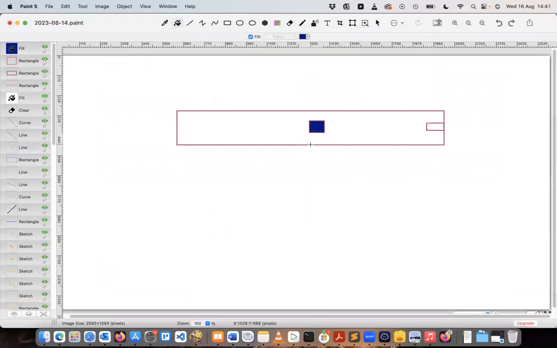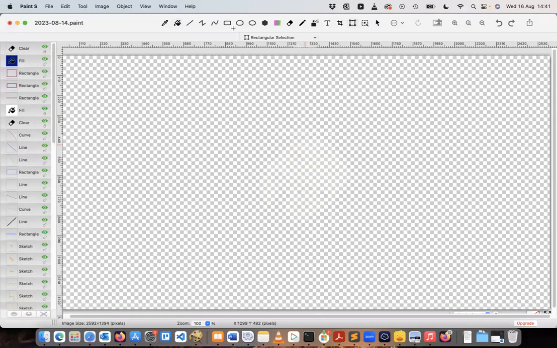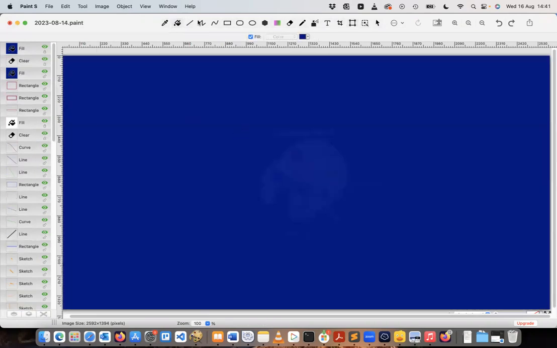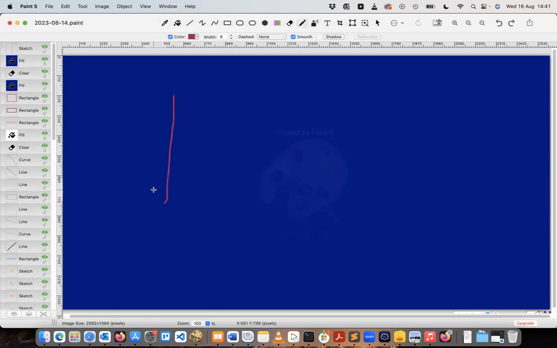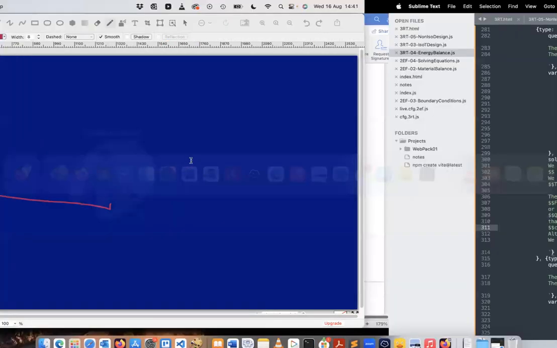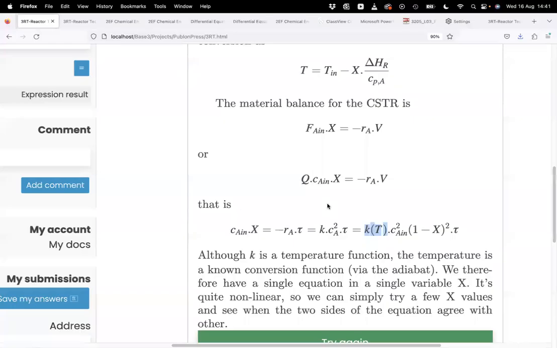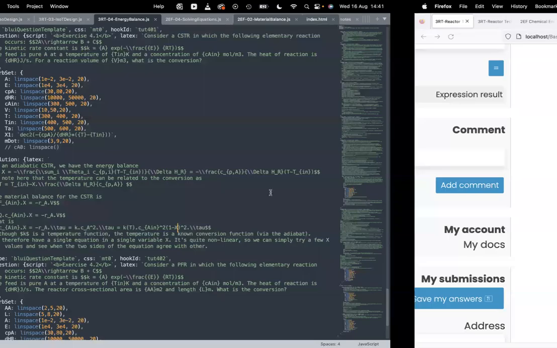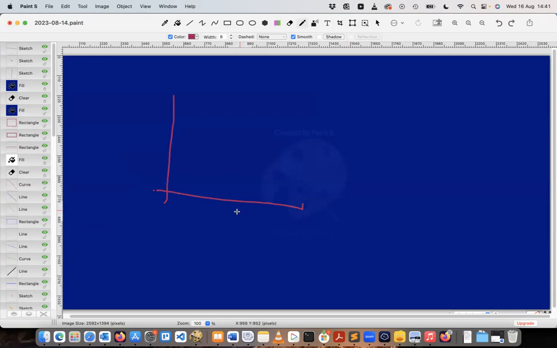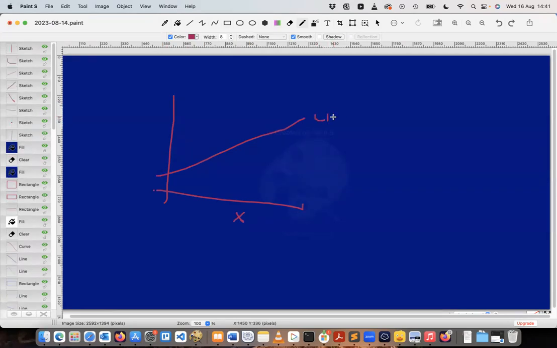So for the left-hand side, you can just take some points. On the left-hand side, you can see it's a straight line in X. So you can take CA in, which is given, multiply it by X, and plot that against X. As you do that, you'll get something like that. So this is the left-hand side.